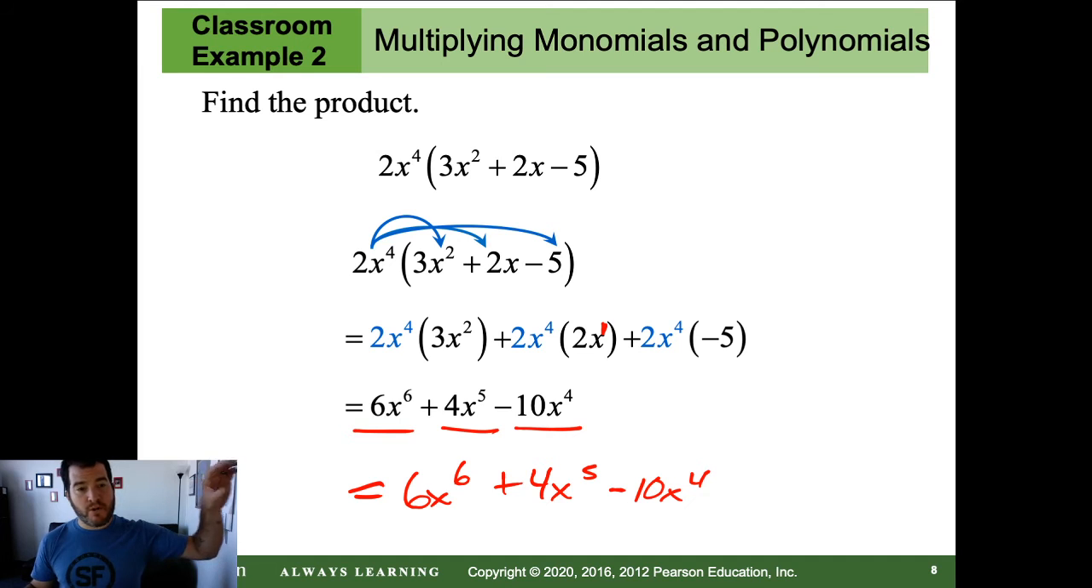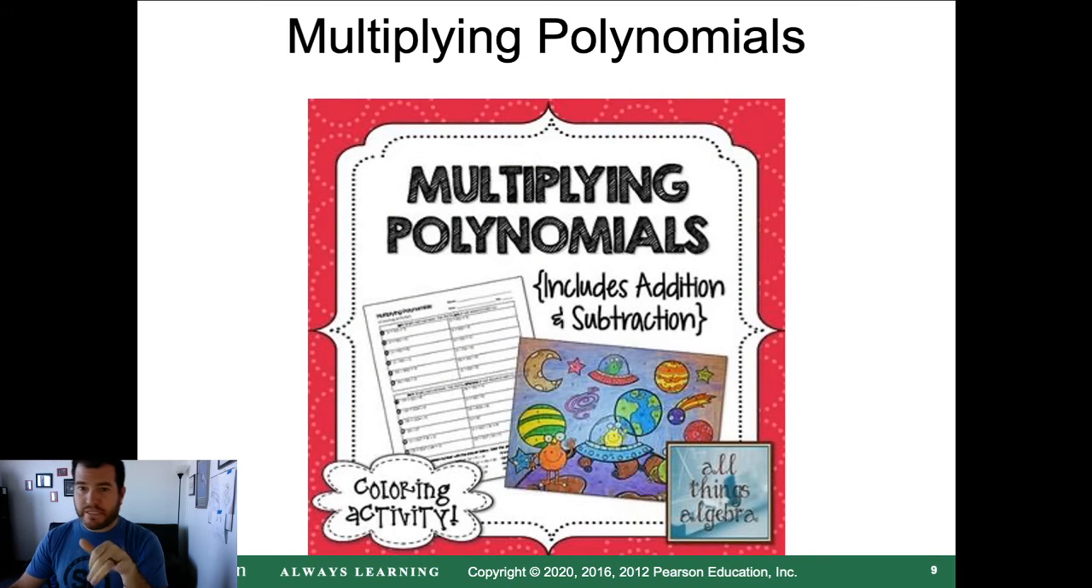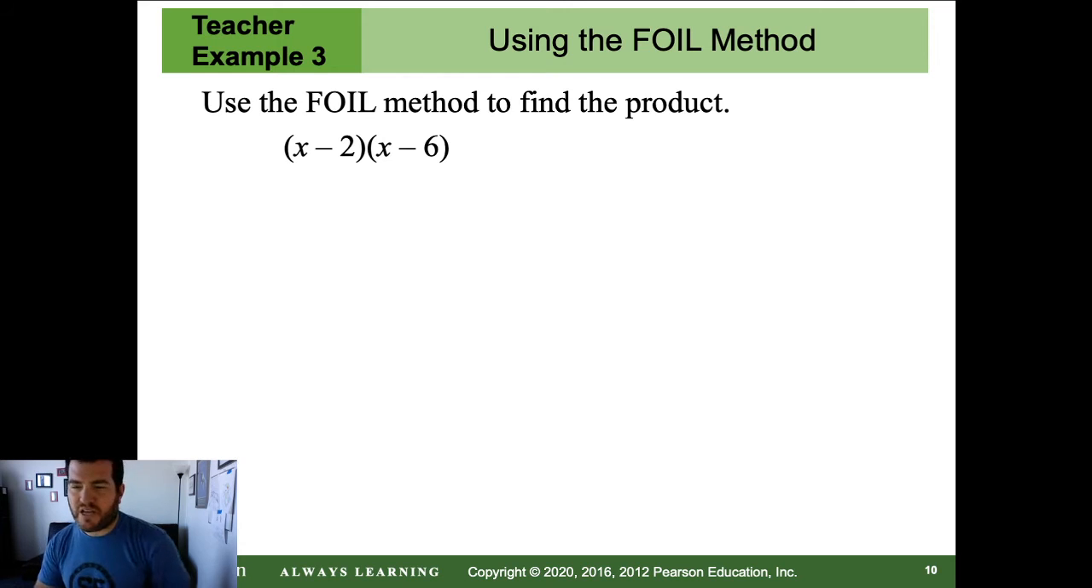Okay, so we talked about multiplying monomials by monomials. We talked about multiplying monomials by polynomials. What happens if we have 2 polynomials that multiply together? This got a little confusing yesterday, so I'm going to try to do a better job. There's something called the FOIL method. You use the FOIL method when, so far we talked about a monomial times a polynomial, this is a binomial times a binomial. In this case, we're always going to use this FOIL method.